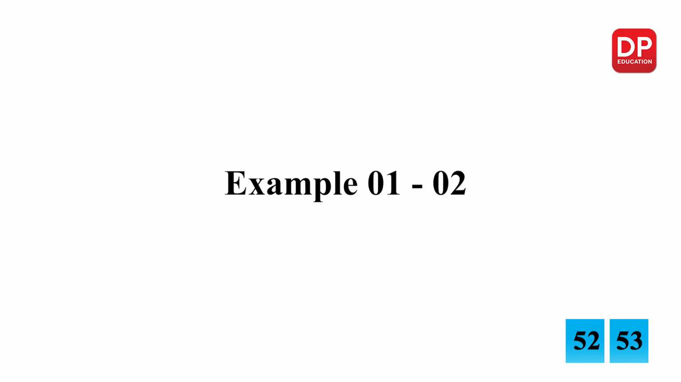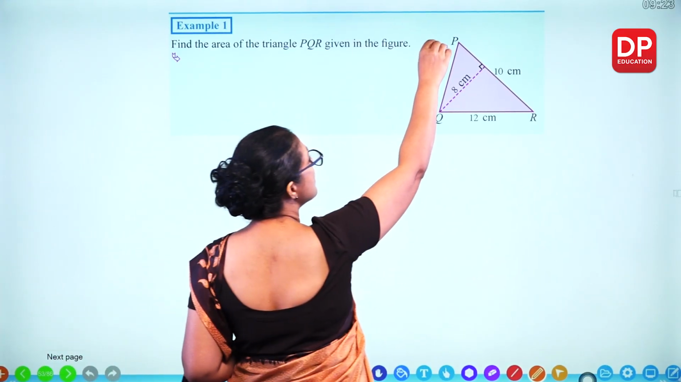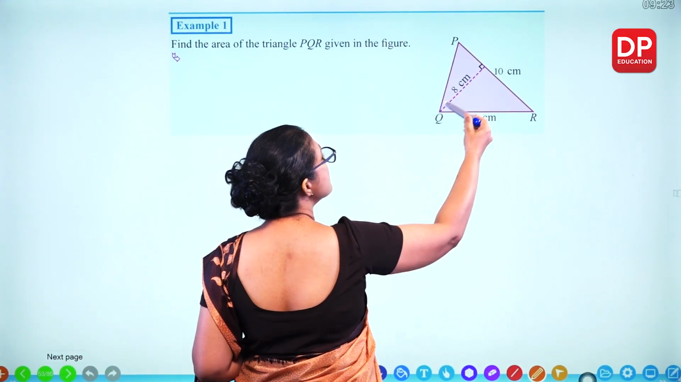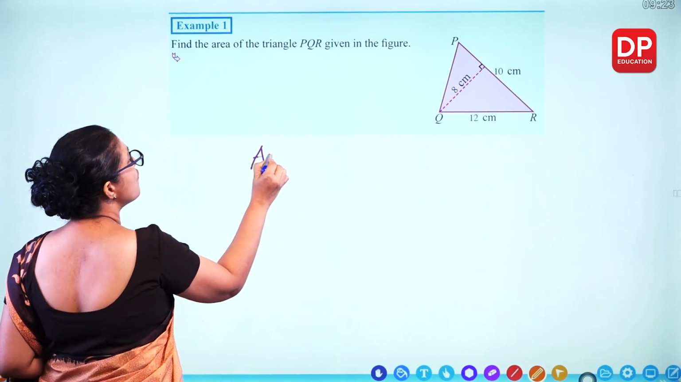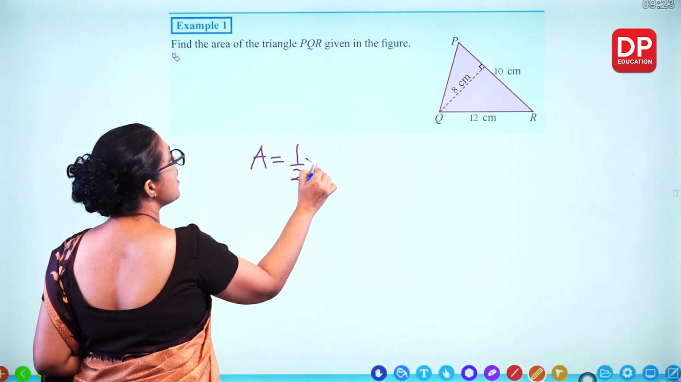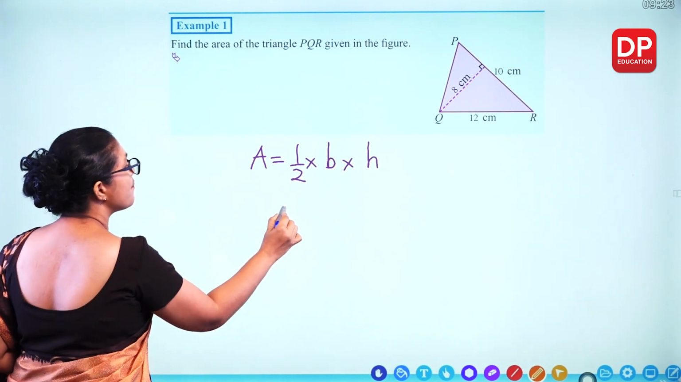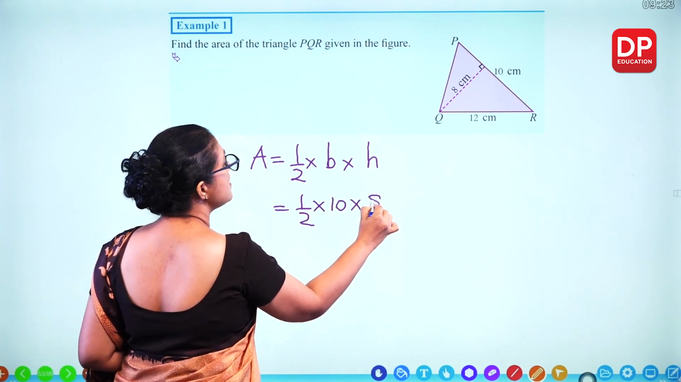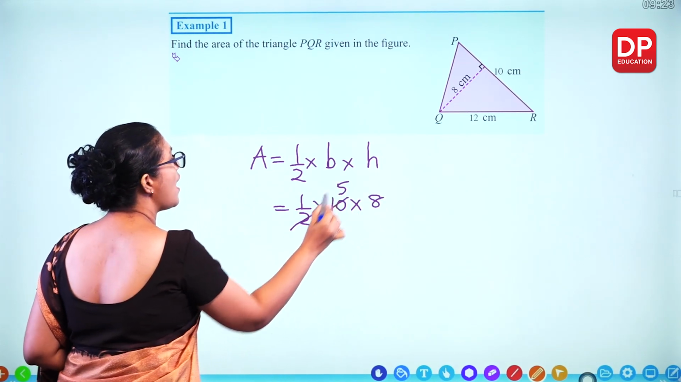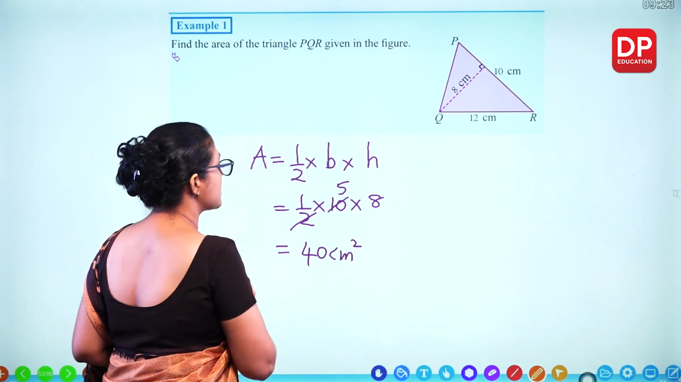Example number 1. Find the area of the triangle PQR. Look at carefully. This is the base length and this is the perpendicular height. So what's the area of a triangle? Half times base into perpendicular height. Half, base length is 10, height is 8. 2 times 5, 5 times 8, 40 square centimeters.